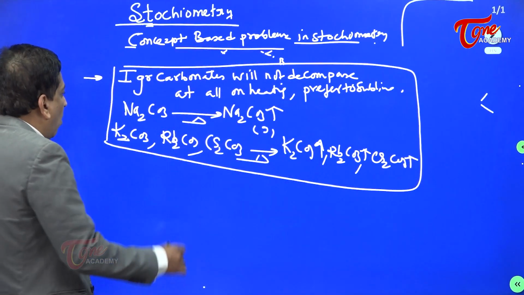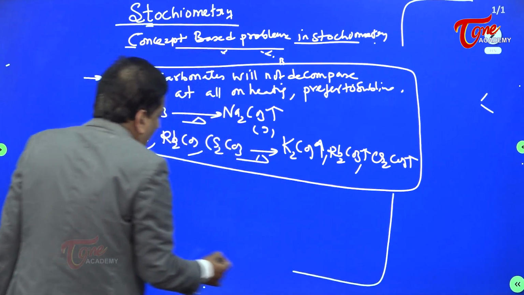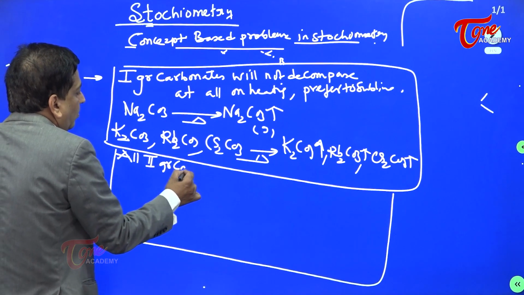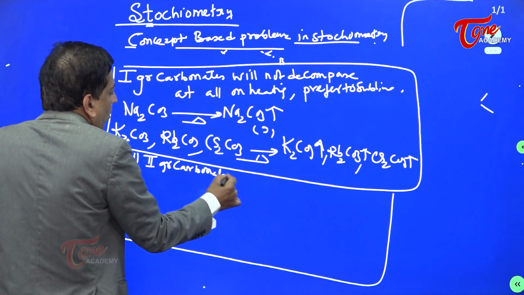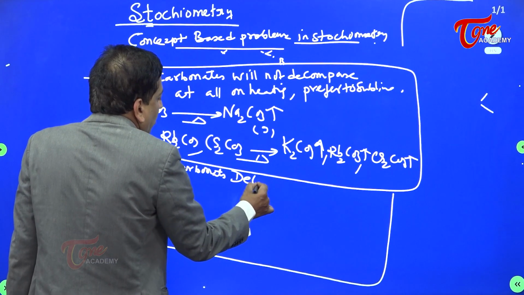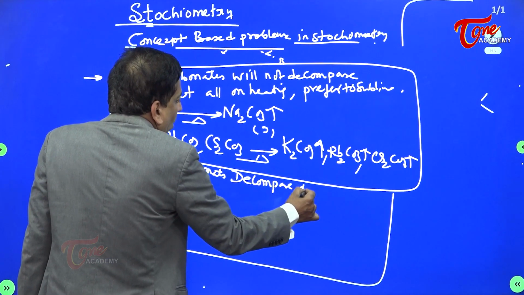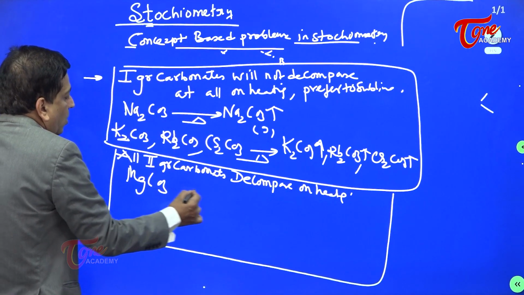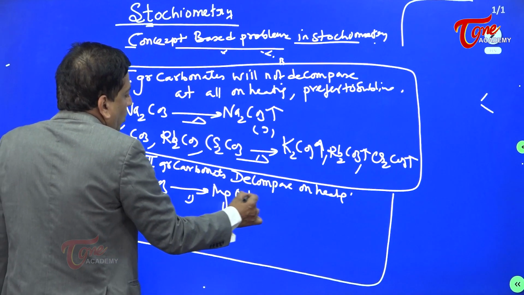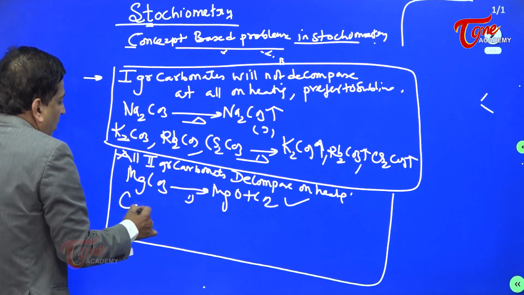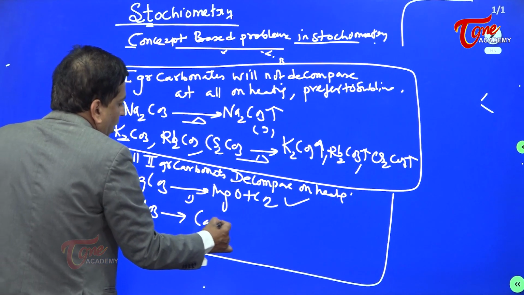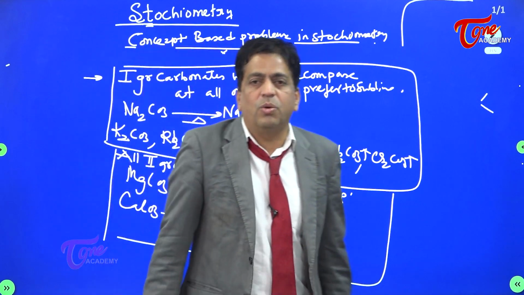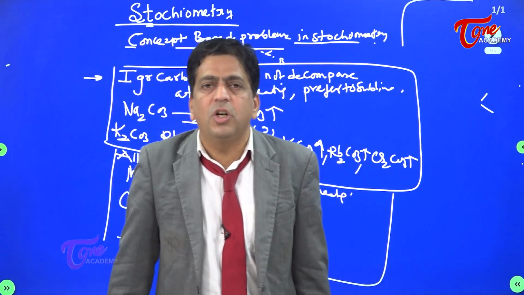On the other hand, I would like to say all second group carbonates decompose on heating. Like you can have magnesium carbonate, you get MgO plus CO2, yes. CaCO3 giving rise to CaO plus CO2, yes, and so on. But not the first group carbonates. That is the subject point you must be knowing, right?